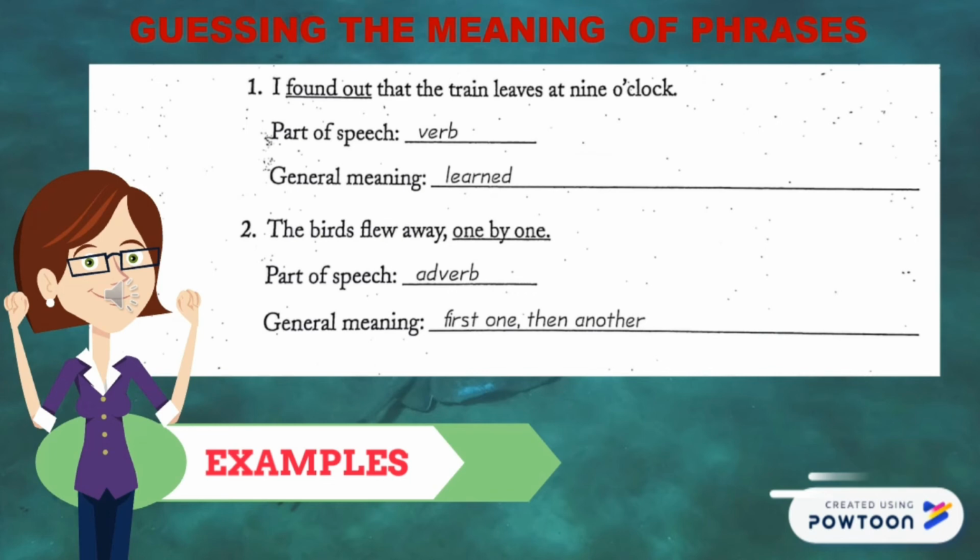Guessing the meaning of phrases. Phrases are groups of words that work together. The phrases work just like single words in the sentence. Think about the part of speech the same way you do for a single word. For example, I found out that the train leaves at 9 o'clock. Part of speech: verb. General meaning: learned.